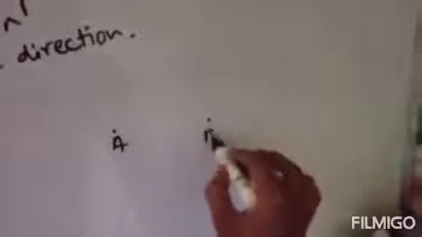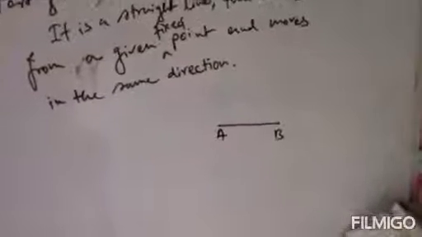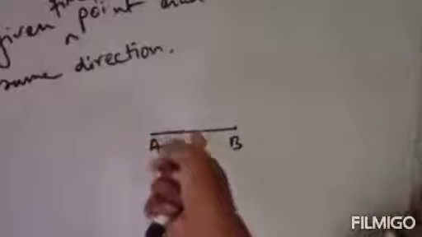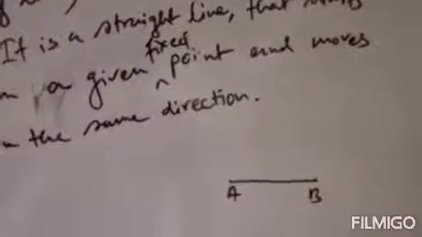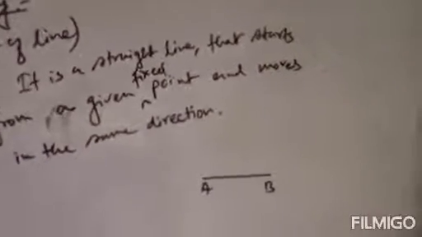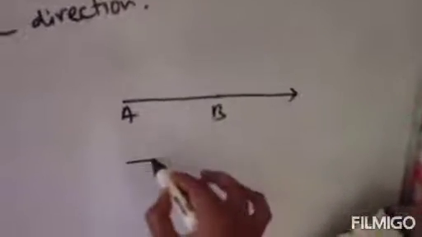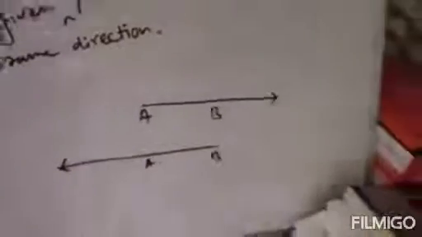Suppose these are 2 points A and B. Now ray is actually when you extend this A and B point towards the same direction. That means you can extend the AB towards the left side, or you can extend towards the B, that is towards the right side. But here you have to extend this AB section in any one direction. Either you can extend like this, making an arrow sign, or you can also extend the AB position like this towards the left side, in any one.